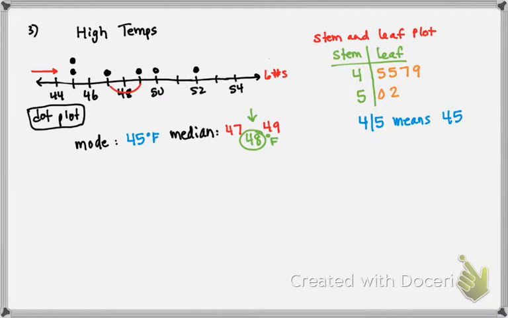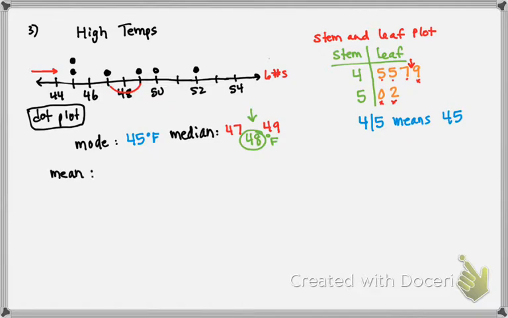Now, looking over at my stem and leaf plot, I'm going to go 1, 2, 3, and the median would fall between the 7 and the 9, because then that would give you 1, 2, 3 numbers after it. So again, what's between 47 and 49? 48.